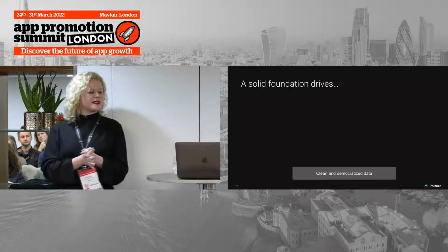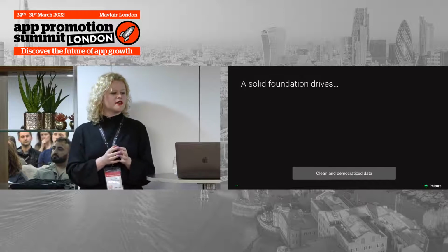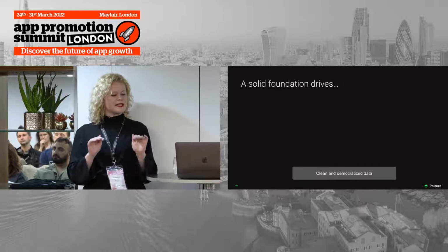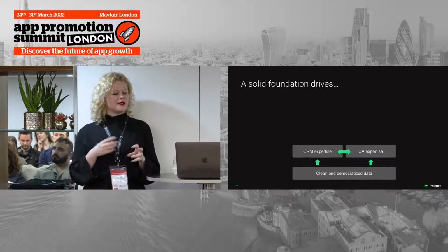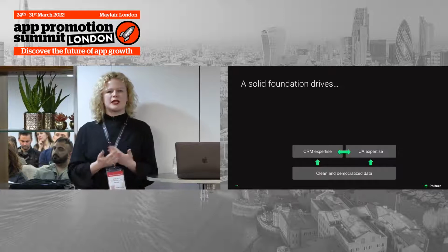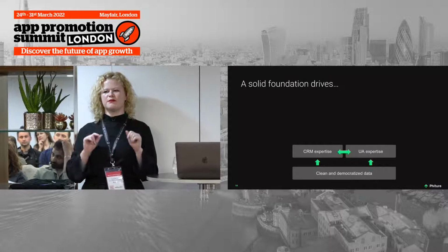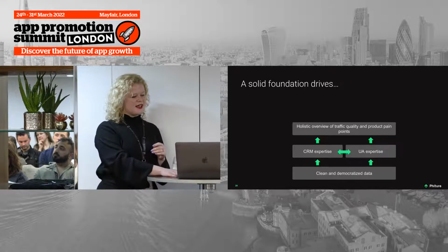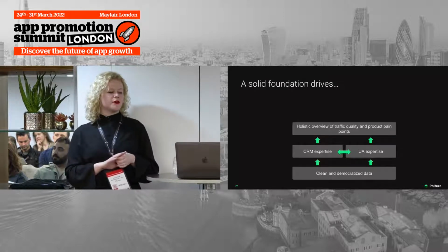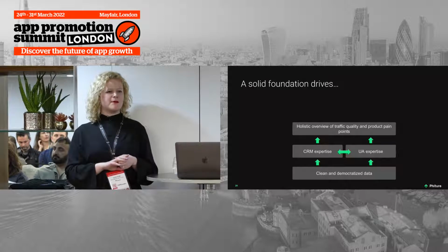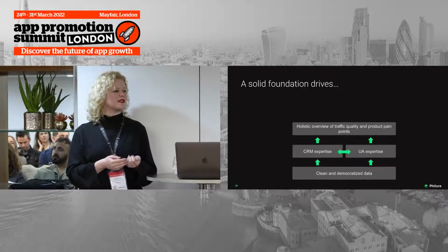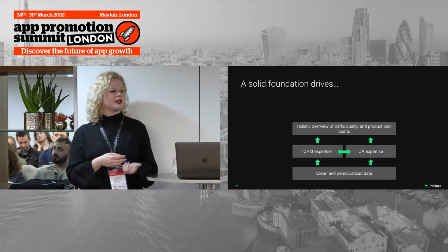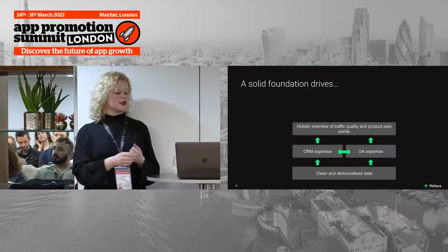To wrap up this section, you want to have a solid foundation that drives clean and democratized data at its core. You have the CRM team and the UA team and their expertise working together rather than on two completely different pages. This would drive a holistic overview of the traffic quality and product pain points and enable you to be reactive to situations, or even better, proactive, so you can foresee where these pain points are going to be and then work together to come up with solutions.